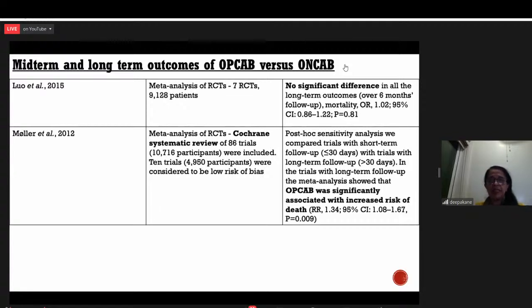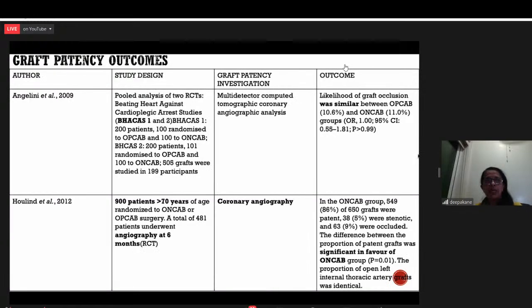Coming to graft patency, in these studies, the beating heart against cardioplegic arrest studies, the likelihood of graft occlusion between the two is similar, that means on-pump versus off-pump. But in another study where 900 patients were studied and the patients were more than 70 years of age, a total of 481 patients out of that underwent angiography at 6 months, and they came to the conclusion that the grafts of on-pump surgery were more patent compared to the off-pump surgeries.